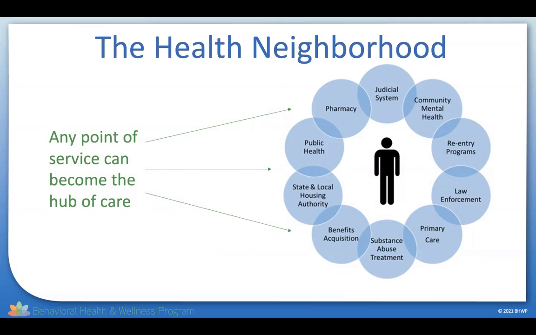And so this structure is designed to meet priority populations in whatever setting they access, whether it be, as you can see here, perhaps within the judicial system, at community mental health centers, reentry or law enforcement programs. It could be at primary care, substance abuse treatment settings, benefits acquisitions, pharmacy, public health, state and local housing authorities. So just some of the different places that can constitute a health neighborhood. And in this way, we can extend our reach to a much larger swath of a population.